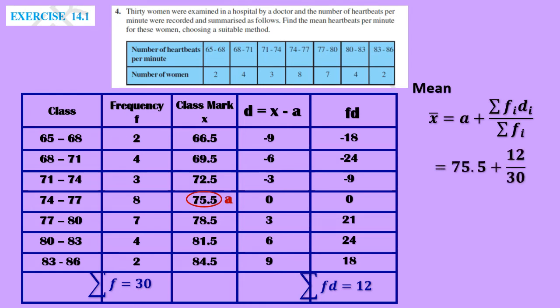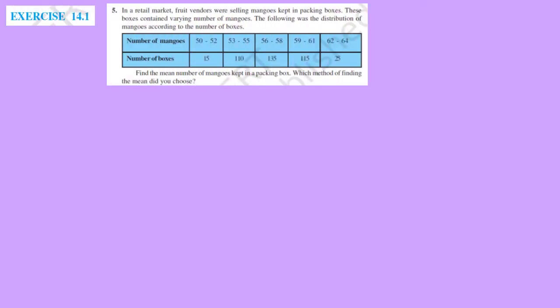So 75.5 plus 12 by 30. 12 by 30, bring it to lowest form. 2 by 5 you will get. 2 by 5 equal to 0.4. So the answer is question number 5.